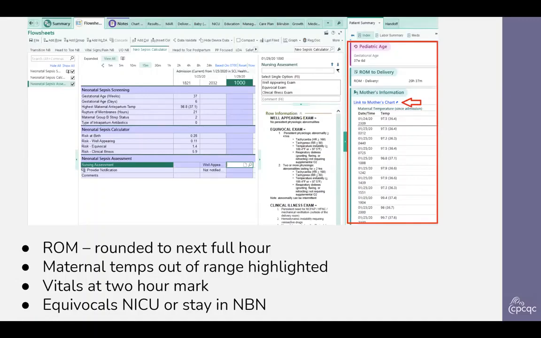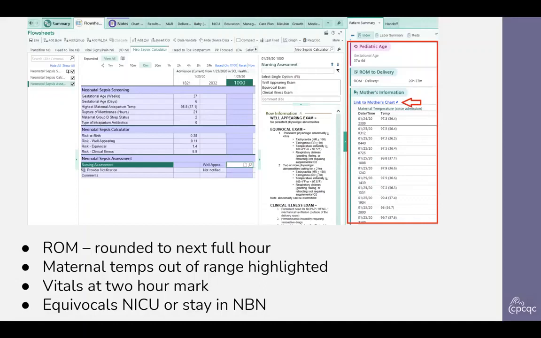And admittedly, we don't use the calculator exactly as you will see it in Tracy's examples or as it is on the Kaiser link. We have some differences that I can talk about here, one of which is that we round our ruptured membranes up to the next full hour. And we look at vitals at the 2-hour mark initially as well. But you can see in this screen, it's kind of neat, that the maternal temps that are out of range would be highlighted and then pulled into the flow sheet on Epic.